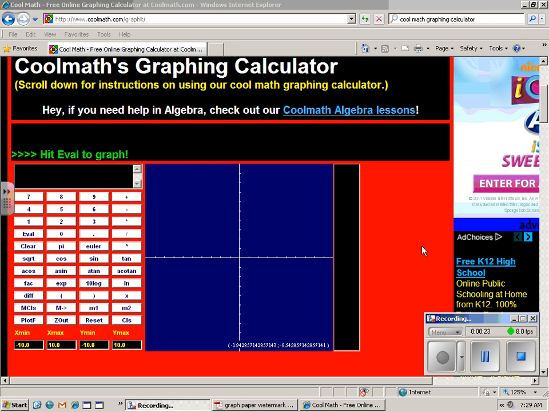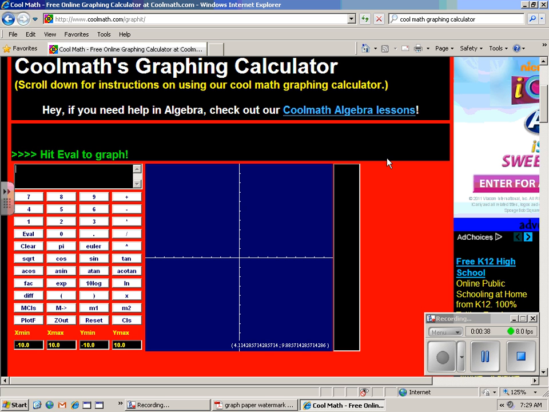I'm on the coolmath.com graphing calculator website. You can see it up there in the URL. You can just Google it: Google CoolMath free online graphing calculator, or just CoolMath graphing calculator.